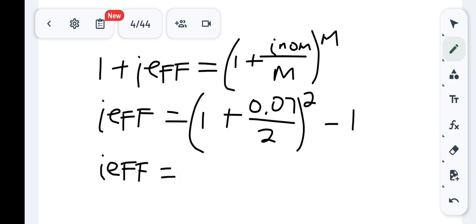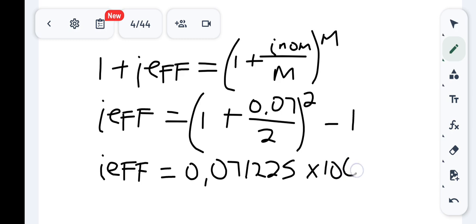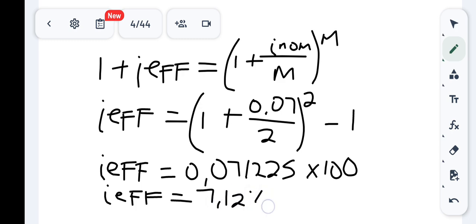Then you take your calculator. Very simple, right? So this is 1 plus 0.07 over 2, to the exponent 2, minus 1, and then this is 0.07 1225. And then you will multiply by 100 so that it becomes an interest rate as a percentage. So the answer that you will get, you will always multiply it by 100. So this is 7.12%. Please ensure that you do not convert your answer into 2 decimal places. So this is 7.12%, and that is our I effective.